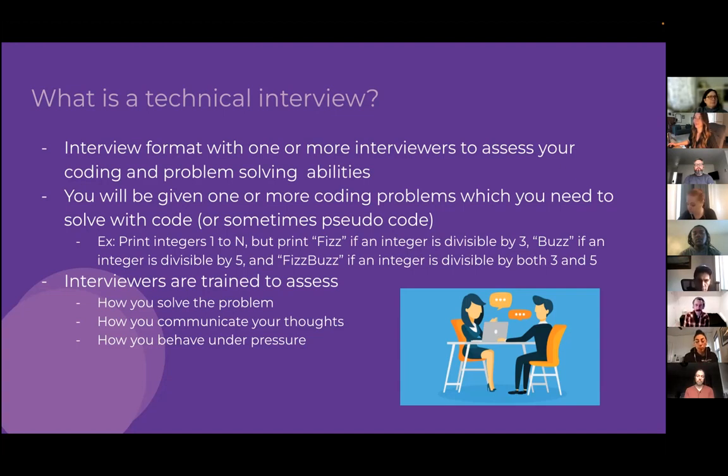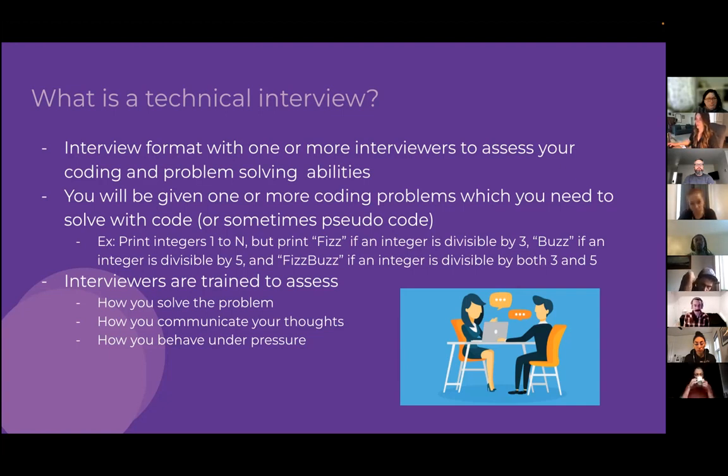Now, the interviewers who are interviewing you are going to be trained to assess primarily how you solve the problem: what coding techniques do you use, what data structures do you choose to use, what algorithms, etc. But they're also going to be looking at how you communicate your thoughts, what kind of questions you're asking, and how you're approaching a problem.